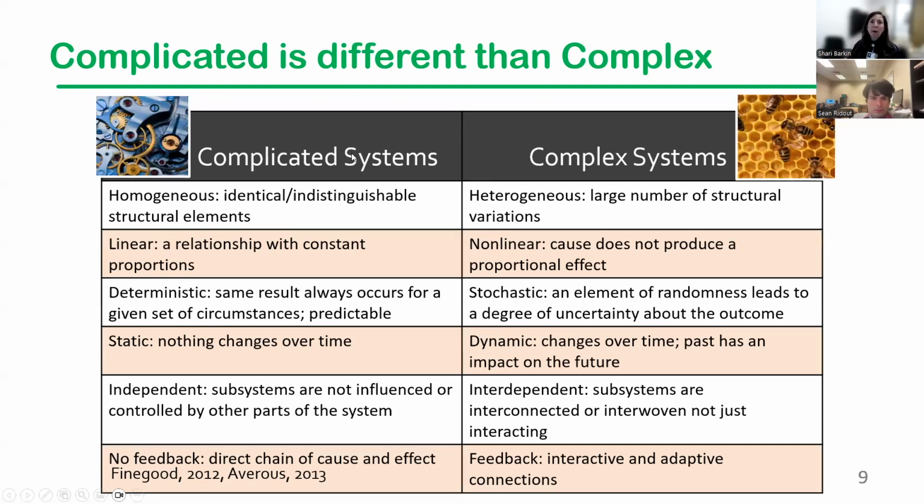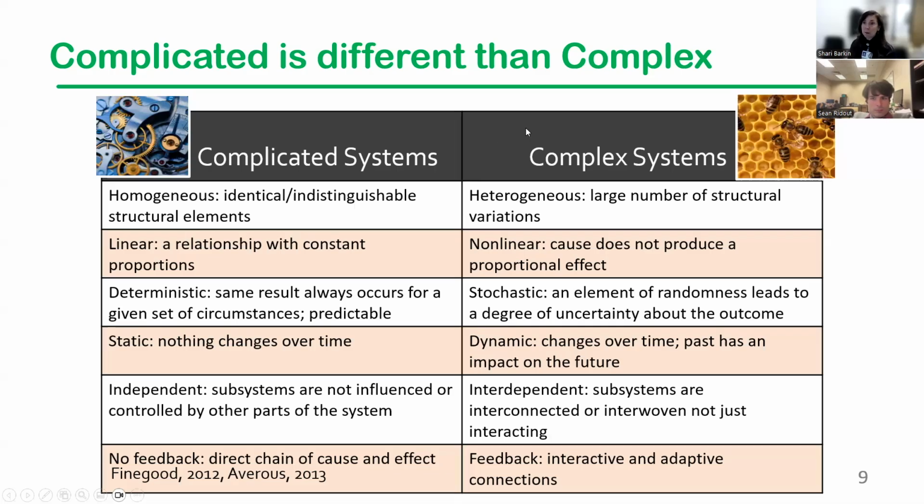So I want to compare a complicated system to a complex system, because sometimes we use these words as if they're synonymous, and they really aren't. For a complicated system, think about a Swiss watch. Here you're thinking about homogeneous, identical structural elements. Every Swiss watch looks the same. You look at linear relationships, with constant proportions, and that's why it keeps time precisely. It's deterministic: the same result always occurs for a given set of circumstances, so it's predictable. Static: nothing is changing over time. Independent: subsystems aren't influenced or controlled by other parts of the system. The gears fit together, and there's no feedback loop to change what's happening in this system. It will be the same reliable system every time.